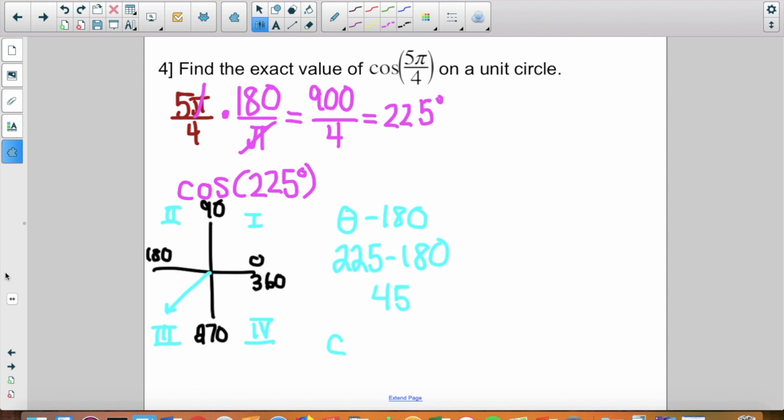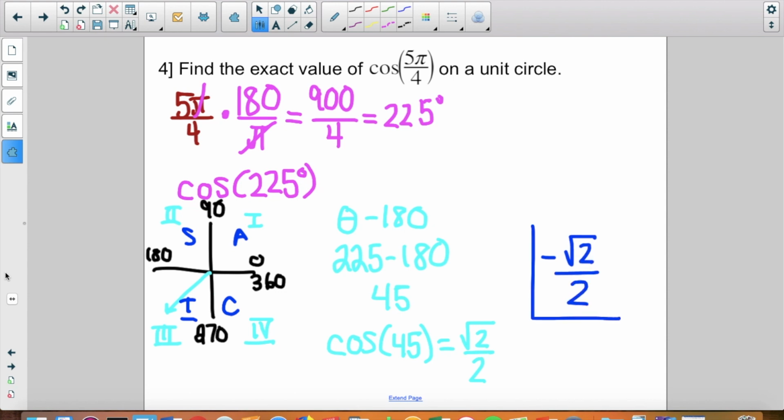So we have to find the cosine of 45. We know this though from our chart before. The cosine of 45 is radical 2 over 2. Now what we have to do is figure out if this is positive or negative by using "All Students Talk Constantly." Since it lies where T, which is tangent, is positive, that tells us that our answer should be a negative number because cosine is negative in that quadrant.